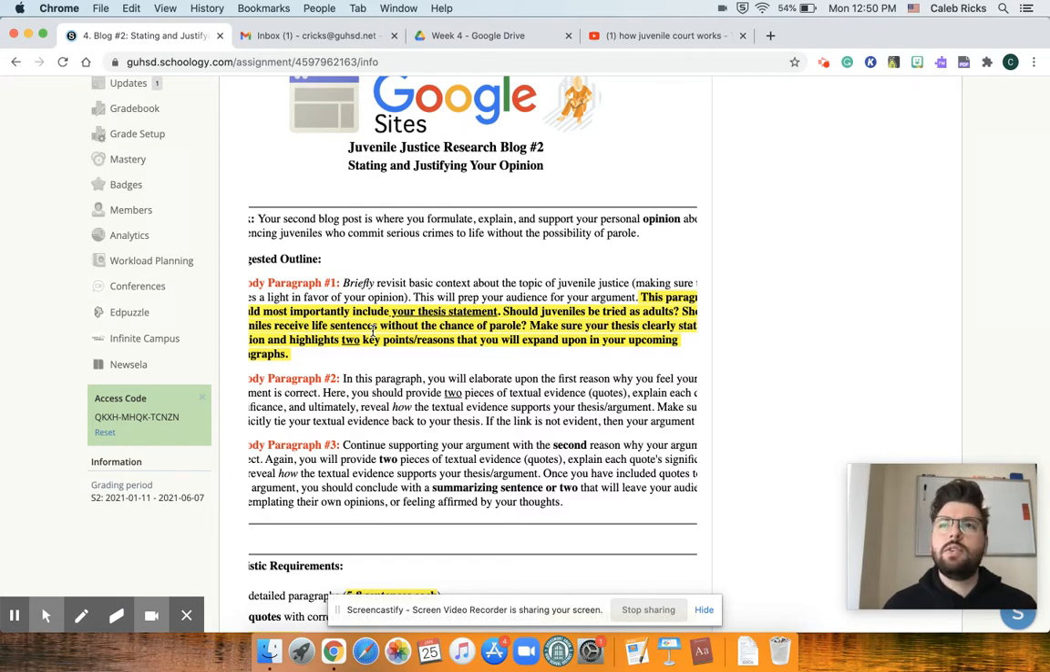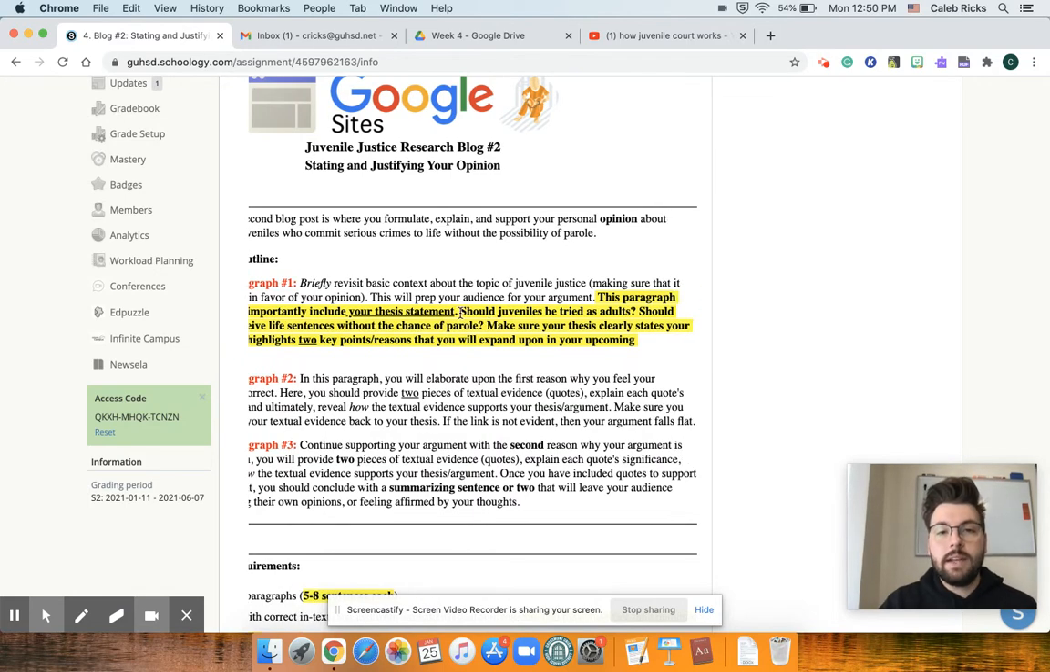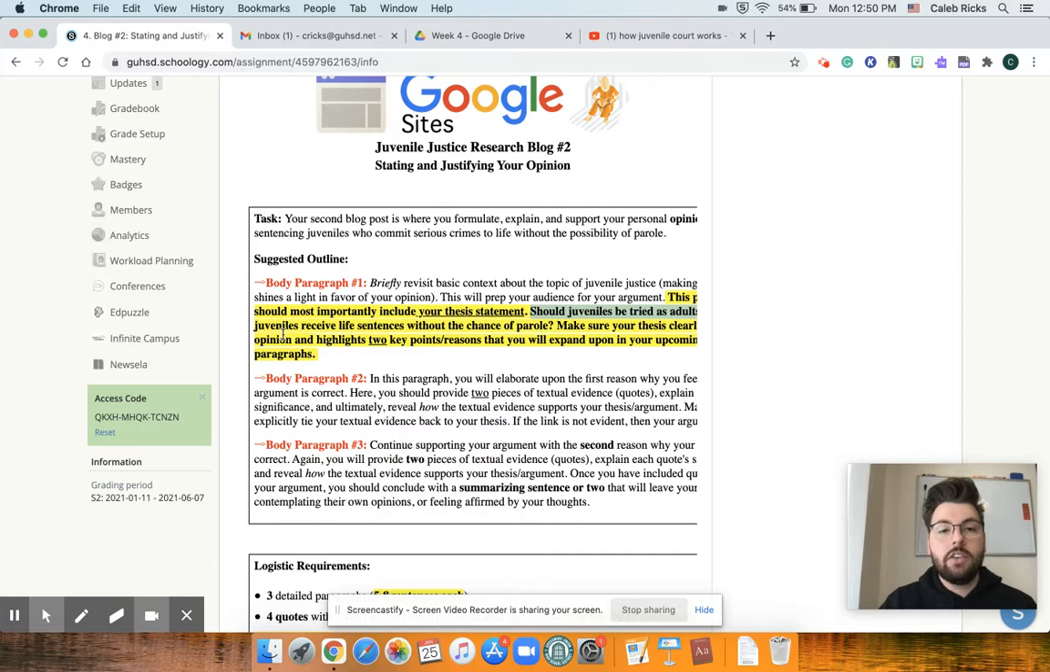Think back to some of the op-eds that we have written, right? You don't have to necessarily 100% take one side or the other. If you feel that there's a gray area, that's fine, but you need to be able to explicitly explain it within your thesis. So again, your thesis should be addressing these 2 questions. Should juveniles be tried as adults? And should juveniles receive life sentences without the possibility or the chance of parole?